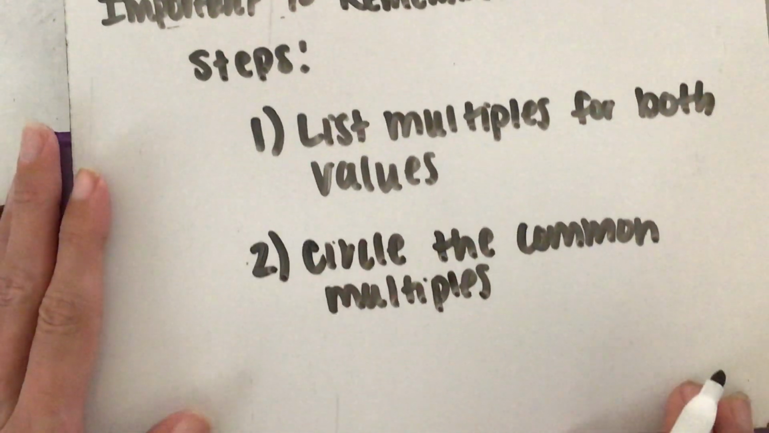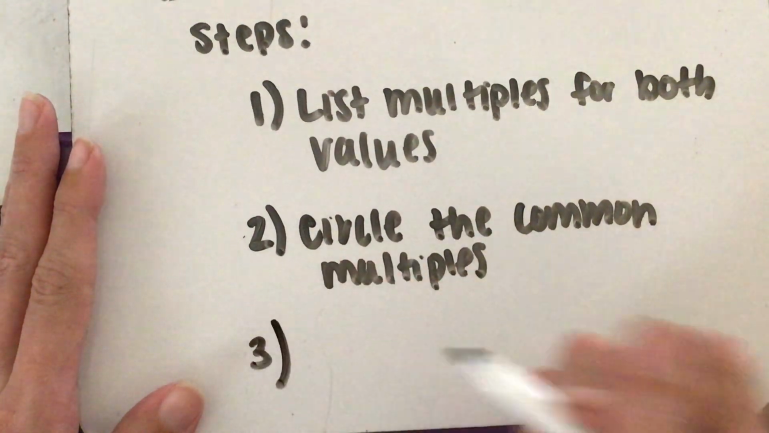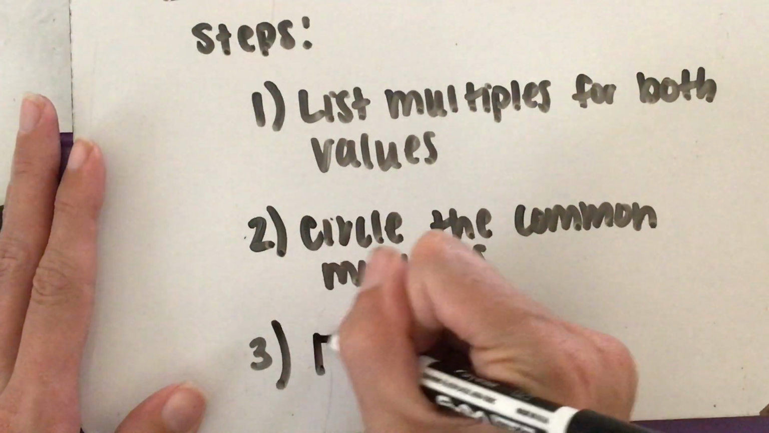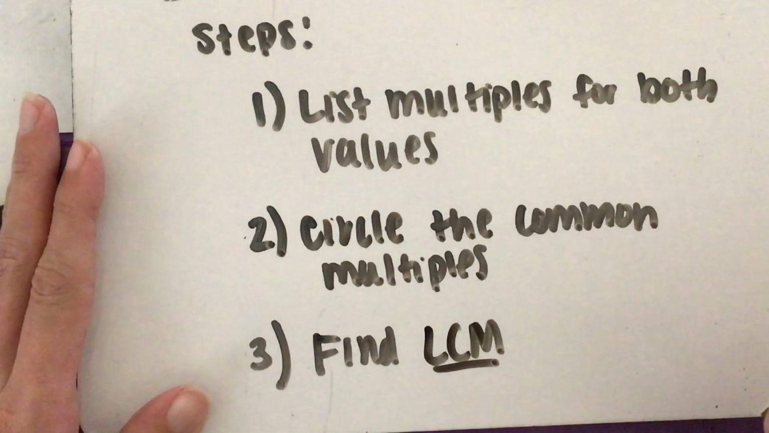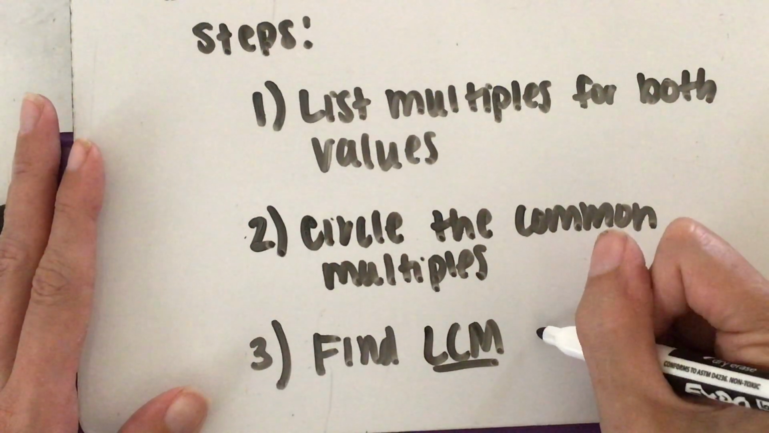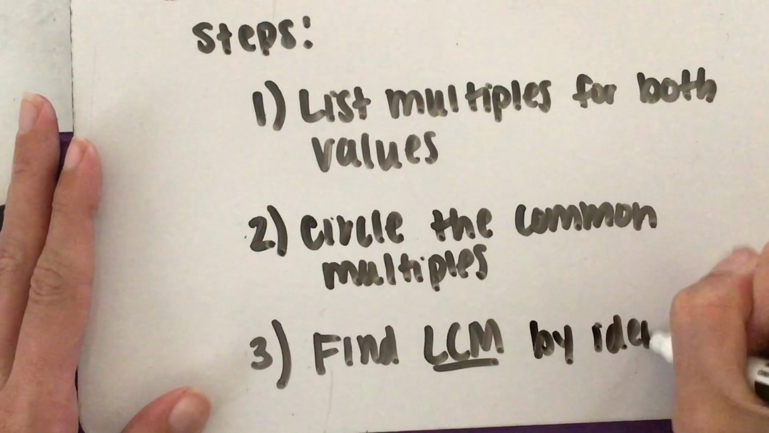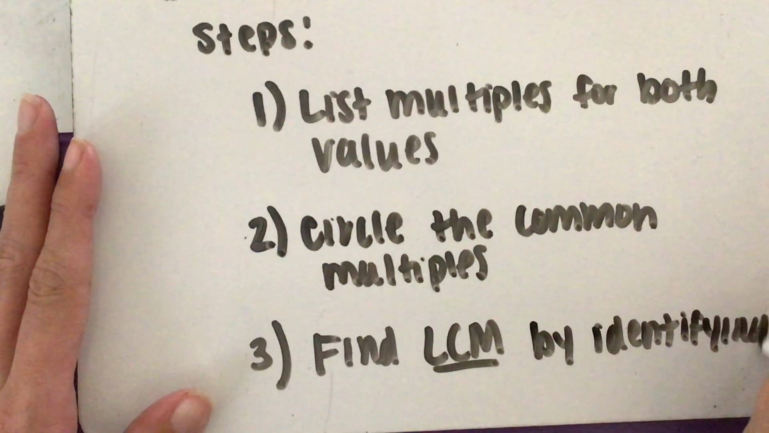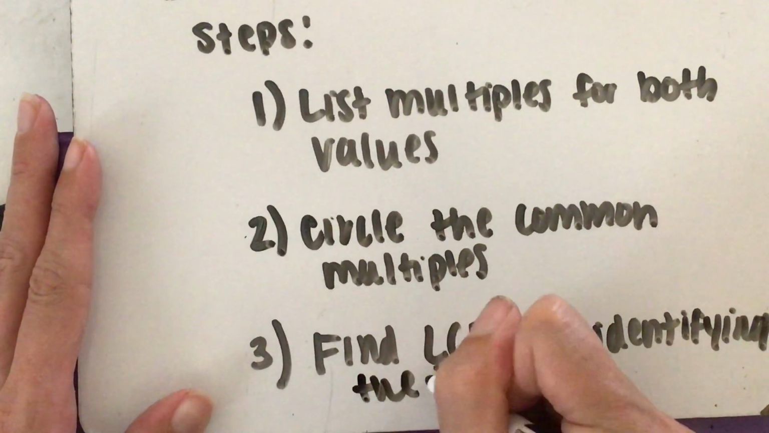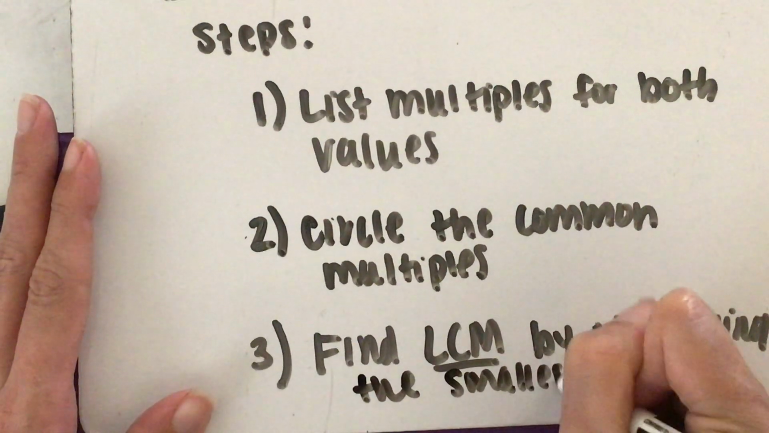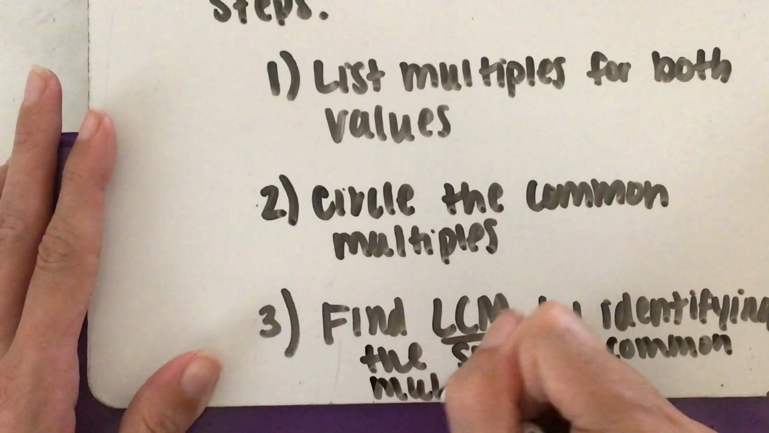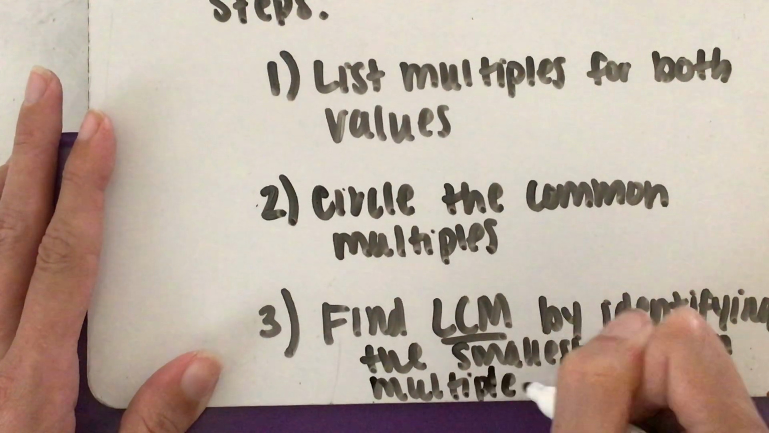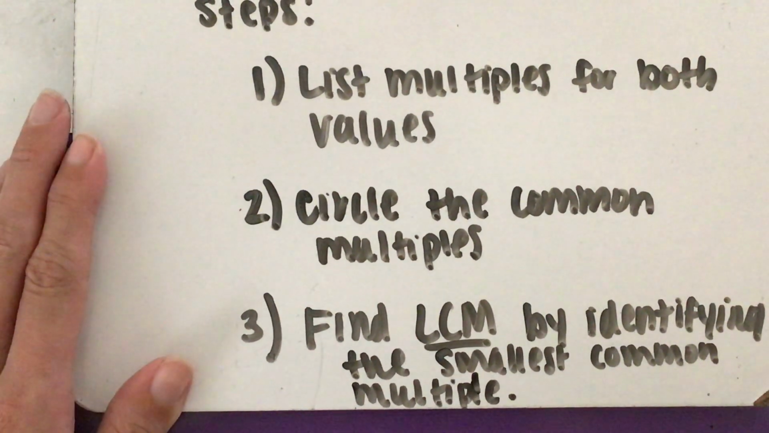And step 3 is to find my least common multiple, LCM, and I'm going to underline that so I remember it. Find LCM by identifying the smallest common multiple. You can pause if you need to write that down.